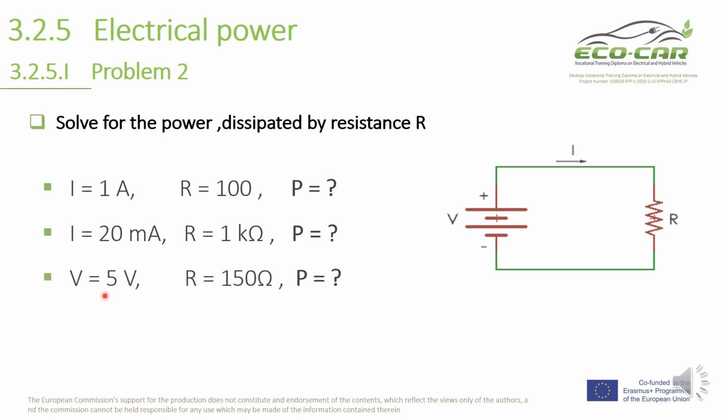If the voltage is 5 volts and resistance is 150 ohms, what is the power? If the voltage is increased to 20 volts and R increased also to 1 kilo ohm, what is the power? And what is the relation between the values of power and the increasing or decreasing of current and of voltage, and also with the increasing of resistance here?